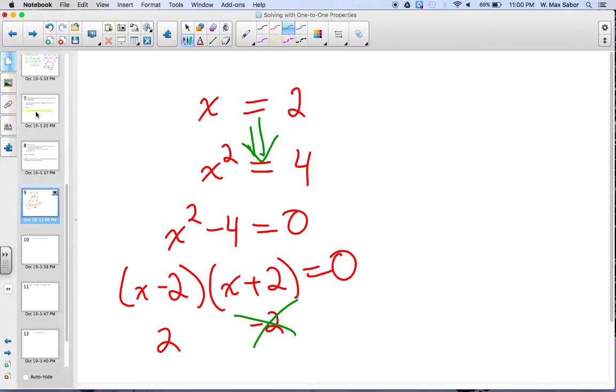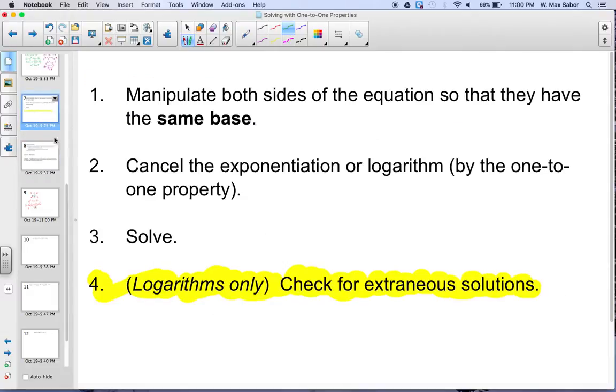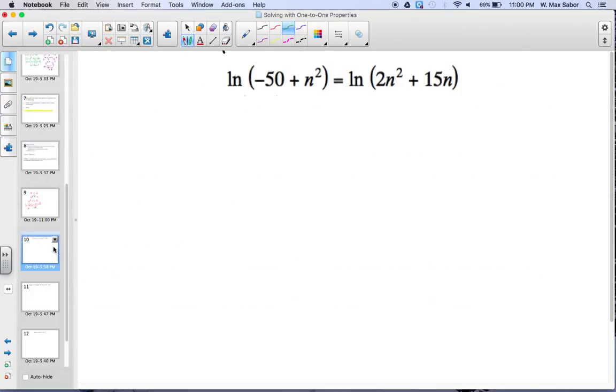So this happens a lot when we are dealing with logarithmic equations. We need to check for extra solutions that don't actually make the equation true. So I'm going to give you some that have extraneous solutions and some that don't. Here we can use the one-to-one property since they have the same base. Negative 50 plus n squared equals 2n squared plus 15n. This is quadratic, so we should get everything on the same side.